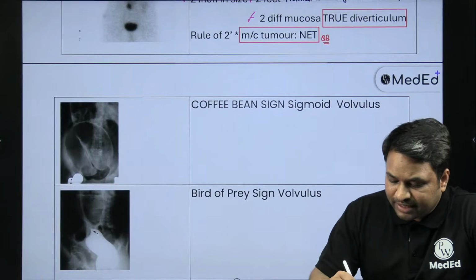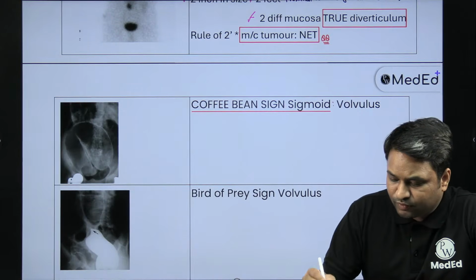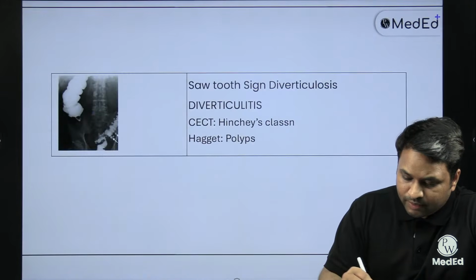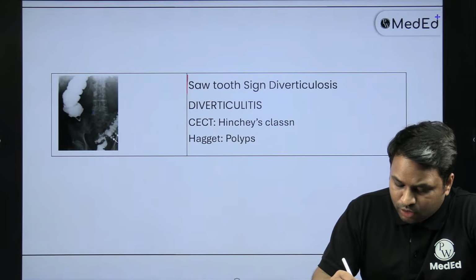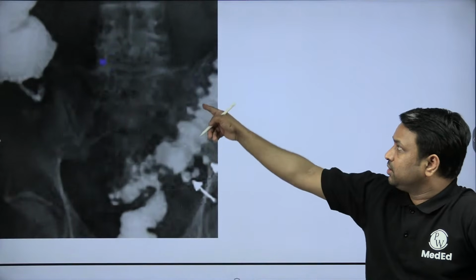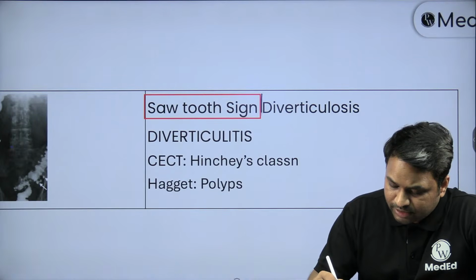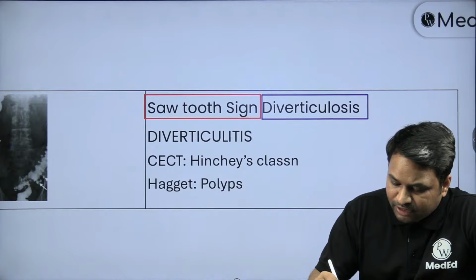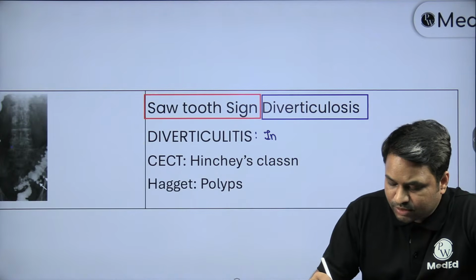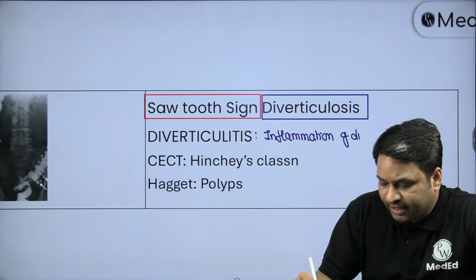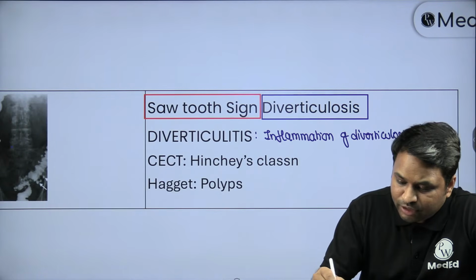Now, when you have the coffee bean sign on an X-ray, this is what we call volvulus. The bird of prey sign you will see again in volvulus. The sawtooth sign is seen in diverticulosis. You can see, this is a sawtooth sign. In diverticulitis, it is the inflammation of diverticulosis.